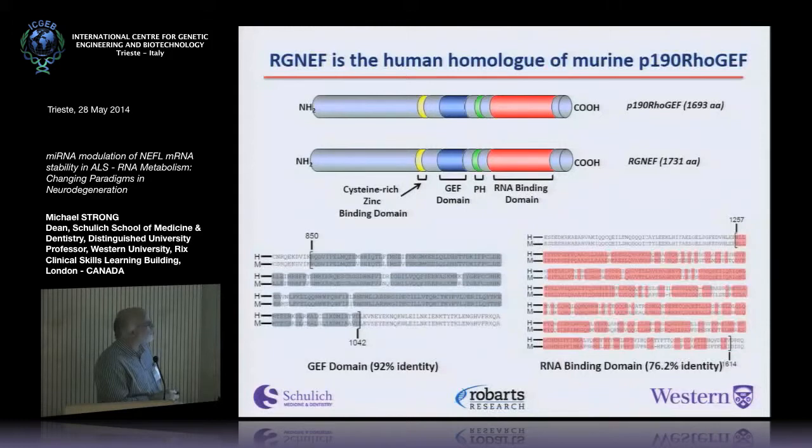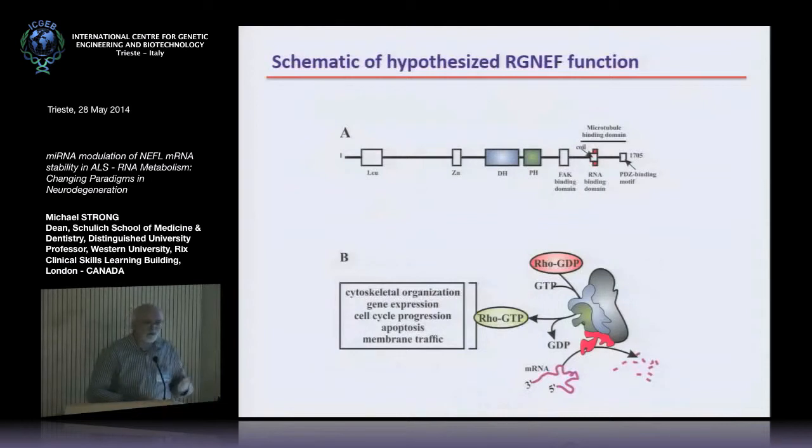Rho-guanine nucleotide exchange factor. It has an RNA binding domain, and I'll come back in a moment and show you some additional domains to it, which shares about 76% homology to the mouse. And then it also has a GEF binding domain, or GEF activating domain here, which is almost 92%. And this is going to be a very important feature as we move forward with this. Because when we look at the protein, it's huge. It's about 145 kilodaltons when all is said and done.